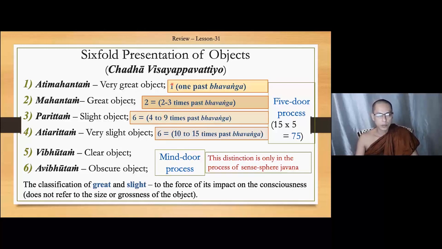That is why visaya, not only aramana, the arising of the object, is the condition of the sense-door process. So we see our body. Here Atimahanta, the great object, was already mentioned: Atimahanta, very great object; Mahanta, great object; Paritta, slight object; Atiparitta, very slight object. Only these four objects are related to the five-door process.